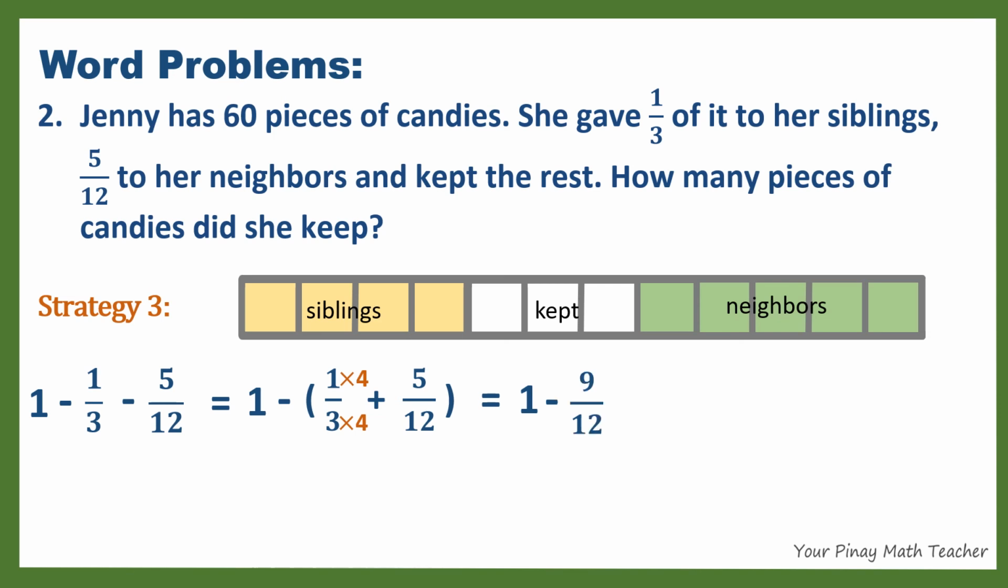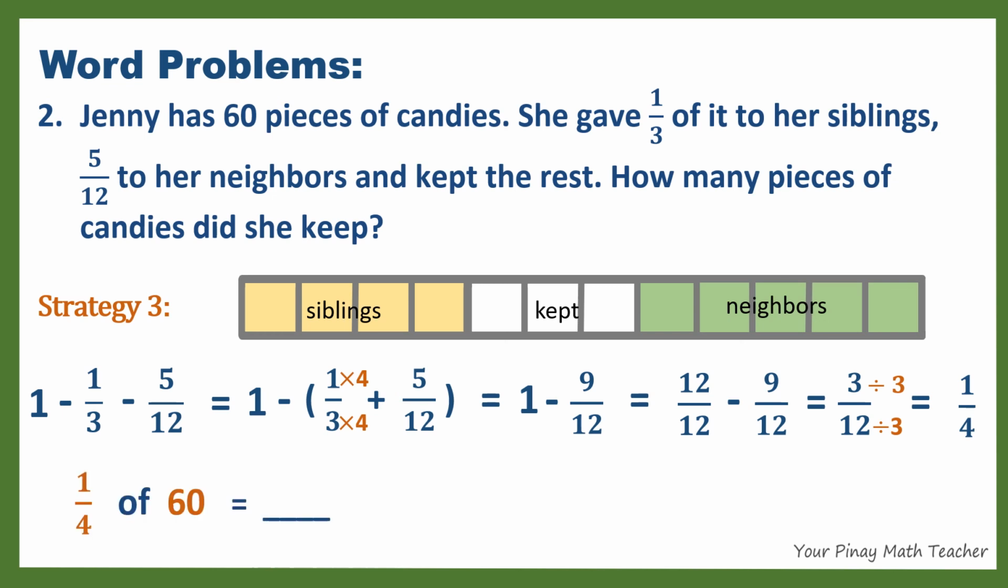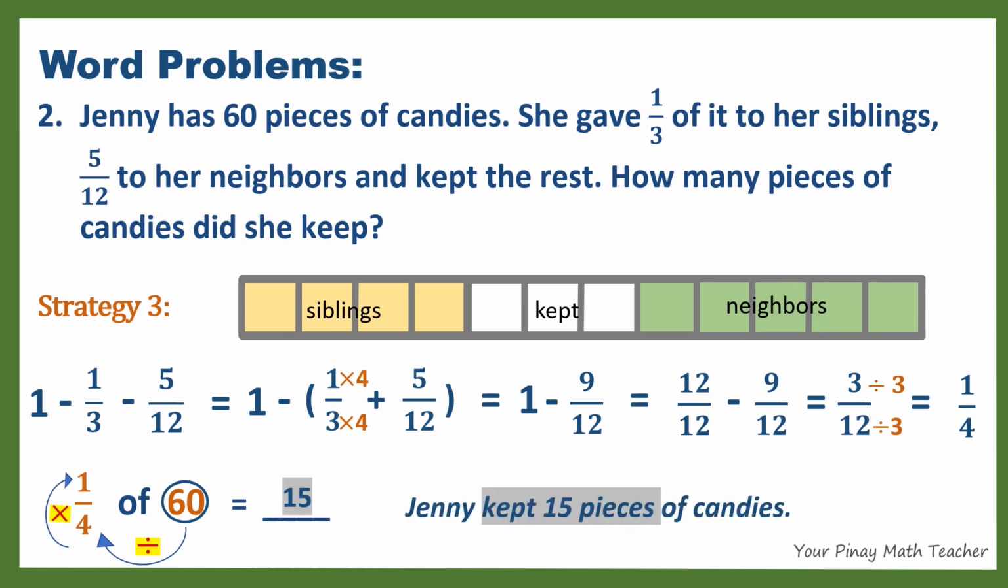And renaming one whole in terms of 12s. So we have 12/12 minus 9/12 is equal to 3/12, which can be reduced by 3. So we get 1/4. Now we get 1/4 of the whole 60 pieces of candies, which gives us 15. So Jenny kept 15 pieces of candies.